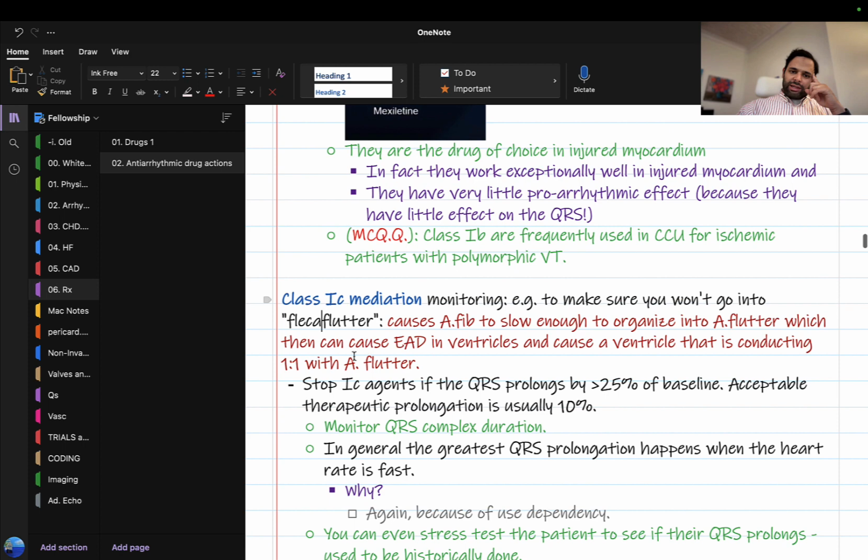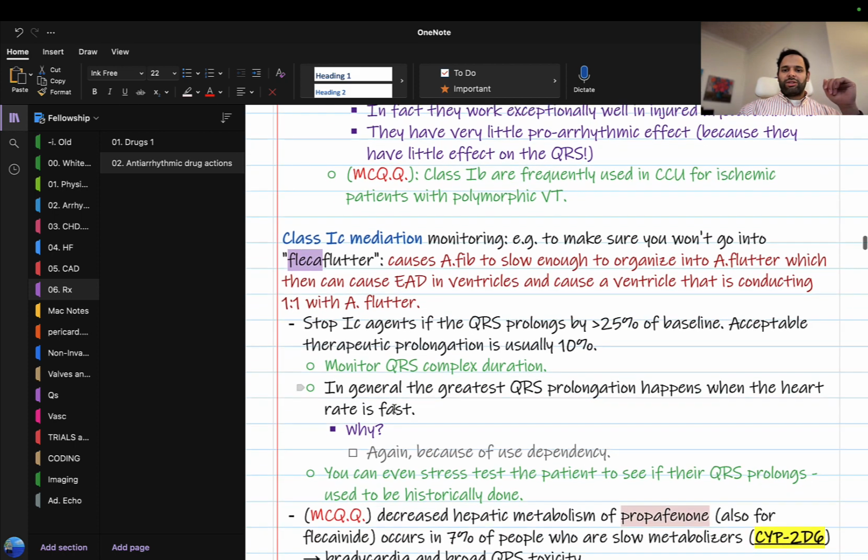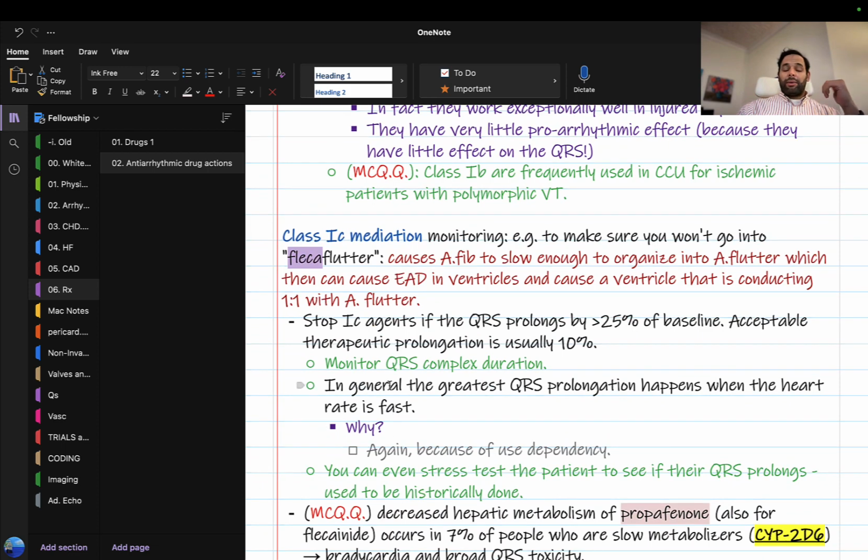So in this case, you want to stop the agent that you're using, flecainide, right? If you're using flecainide, stop it, but you don't start any other 1C medication. So stop the 1C agents altogether if the QRS prolongs by more than 25% of the baseline, even before you have an arrhythmia. Acceptable therapeutic prolongation is usually 10%. And monitoring will be by serial ECGs and monitoring the QRS duration.